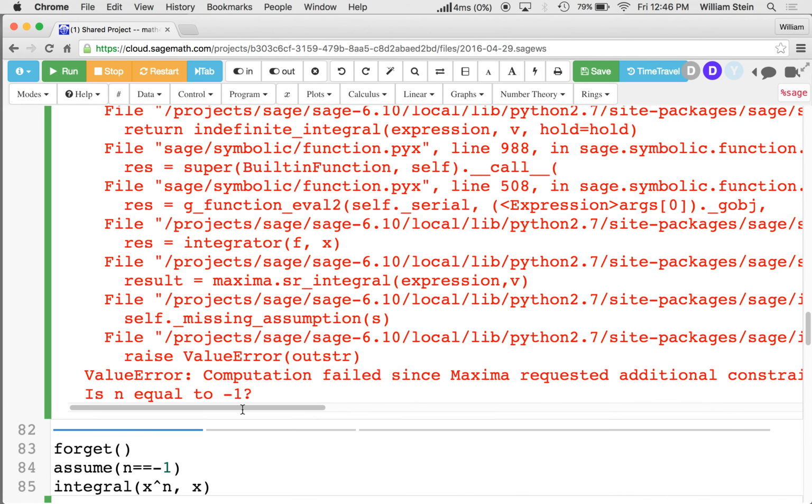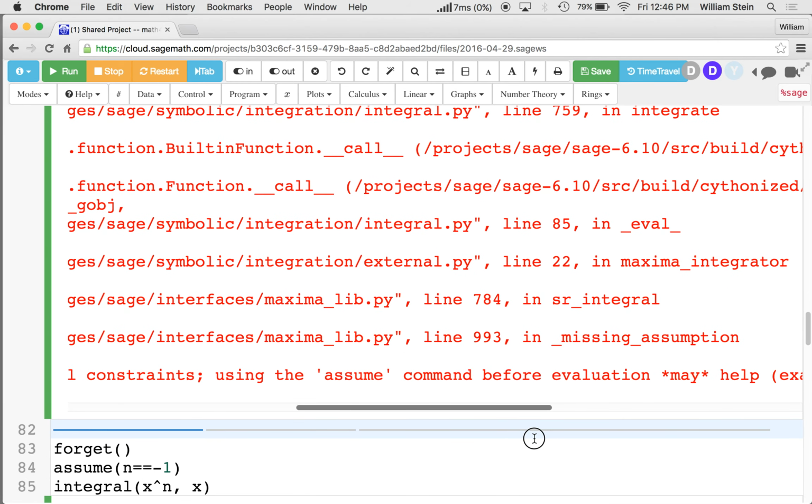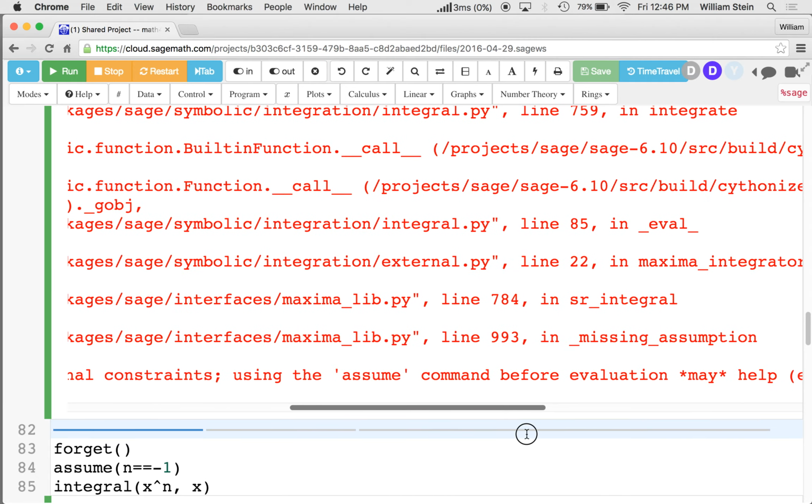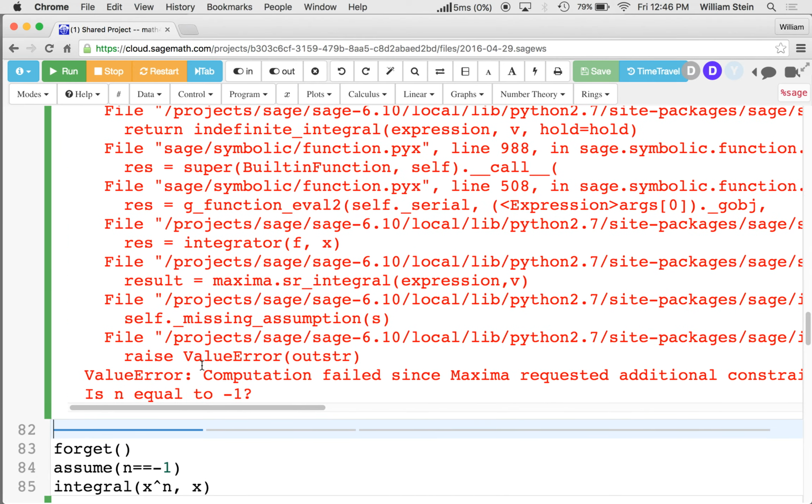If you go to the very bottom, it says, value error, computation failed since Maxima requested additional constraints. Use the assume command before evaluation may help. And then it gives you some help about how to use the assume command.